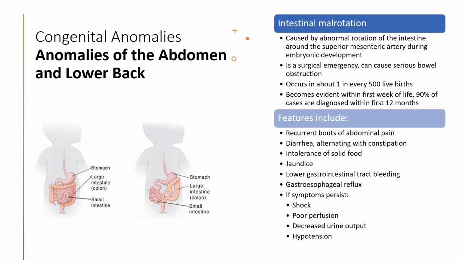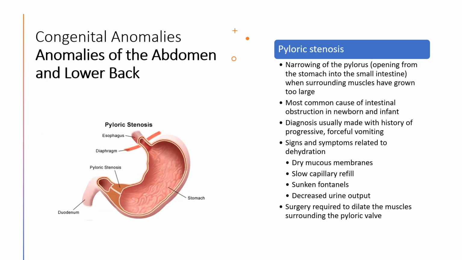Recurrent bouts of abdominal pain, diarrhea, intolerance to solid food, jaundice. Typically, when it does get found, if it's made it long enough, it's because when they start moving to a more solid diet, their body does not do well. And it's just a huge GI issue. So they'll go in there and surgically fix it.